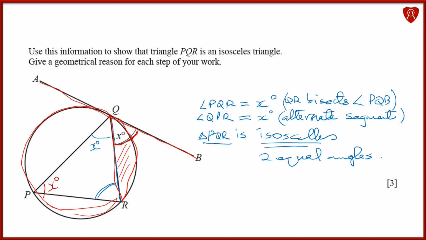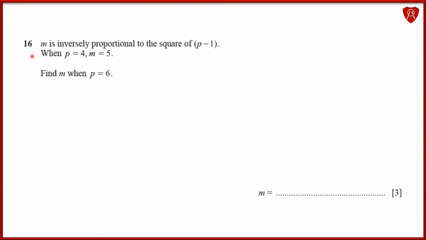That solves the question. Question 16. M is inversely proportional to the square of p minus 1. When p is equal to 4, m is equal to 5. Find m when p is equal to 6.